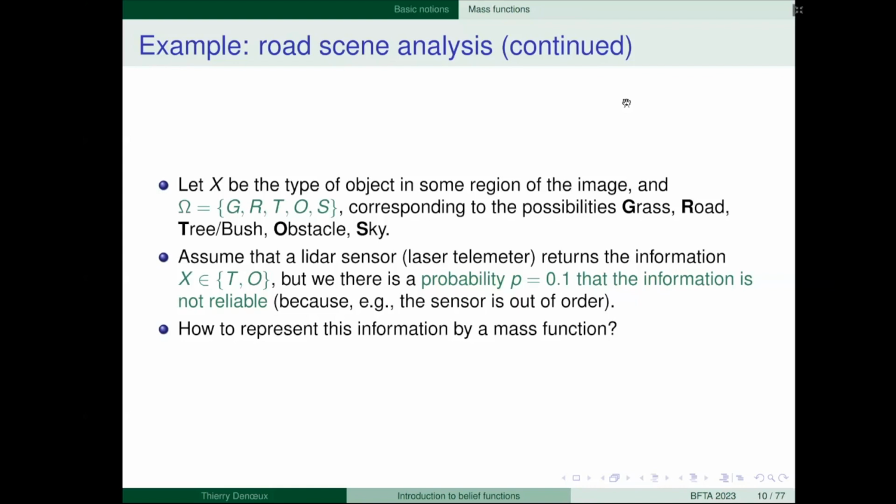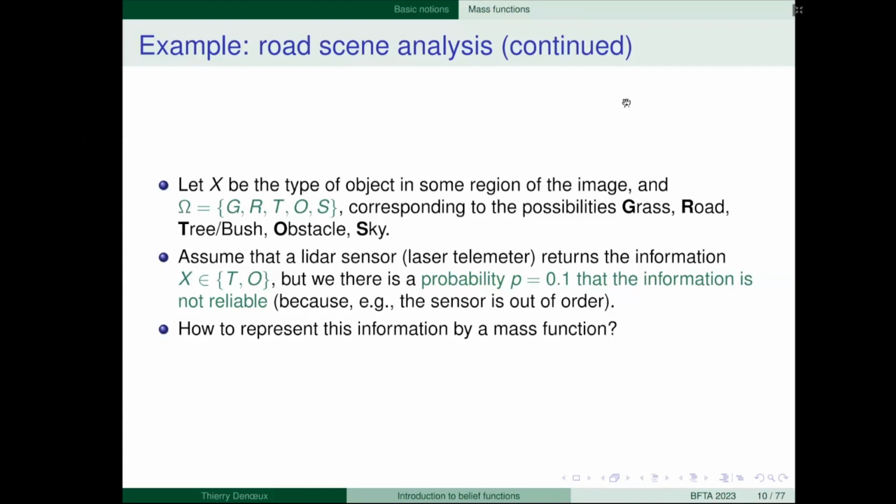So assume that we get information, you can say evidence. Evidence basically is the same thing as facts or information. We receive evidence from a LiDAR sensor, which is a laser telemeter, that returns the information that in that region of the image, we have either a tree or an obstacle. Because we see some object at some distance, it can be a tree or an obstacle. An obstacle can be a car or any kind of vehicle, anything that is on the road.